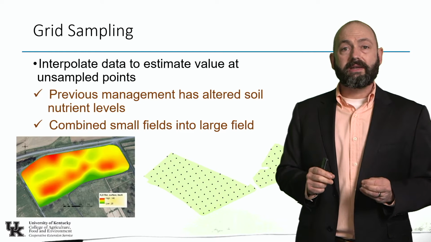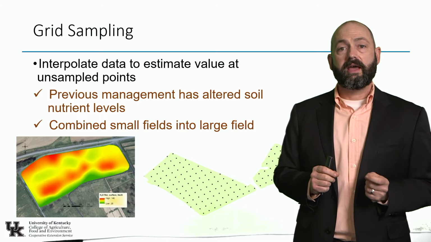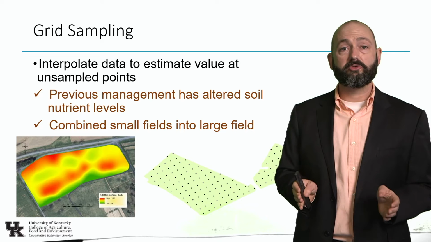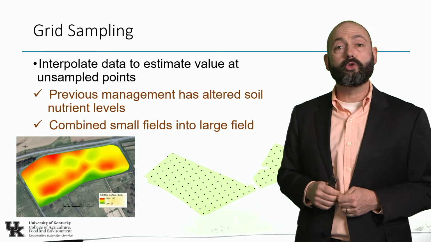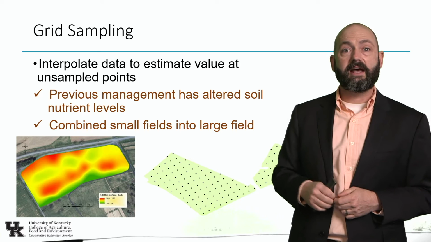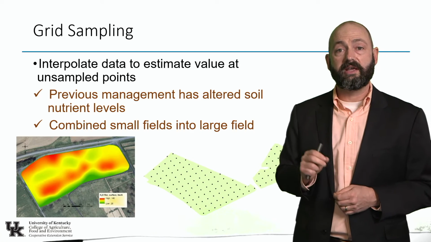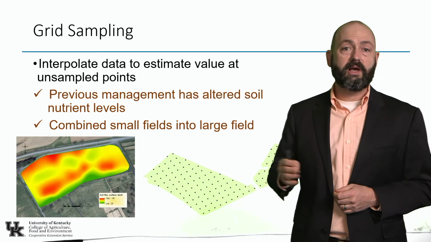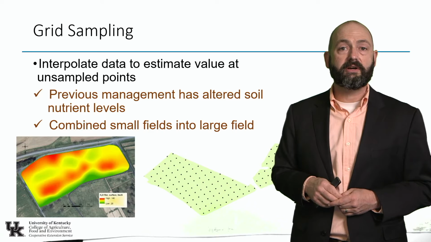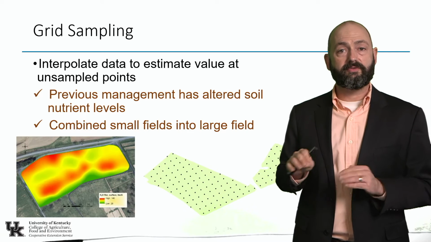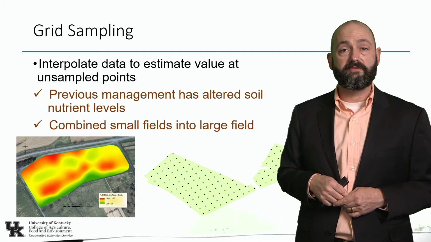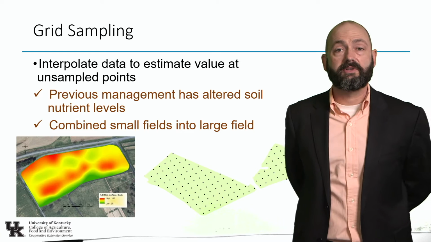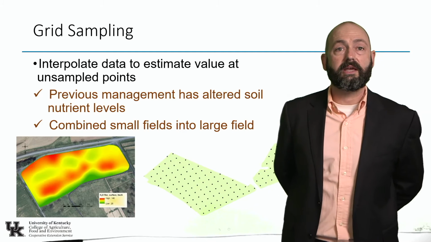So grid sampling is best when previous management has altered the nutrient status within the field. Some examples of this are combining smaller fields into large fields. Maybe there's that old tobacco patch in the middle of a cornfield and it has a lot higher phosphorus than the rest of the field, and sometimes you can find that. Or there was an old farm with livestock or a livestock pasture or heavy use area, and so it's going to have a lot higher nutrient status from that manure deposition than the rest of the field, and you've combined those together. Also, it can help to pick up on striping from things like overlap and fertilizer application.